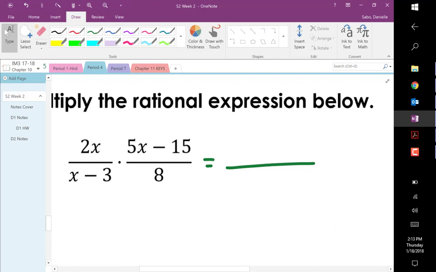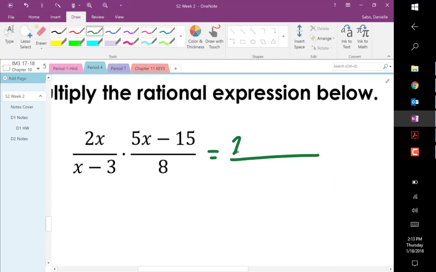Nothing can factor out of 2x, so I just write it. If I can't factor anything out, then I just write it down. Can I factor something, remember, piece by piece, out of 5x and 15? There's a number that goes into both of them when you divide it evenly. 5, very good. So I'm going to go ahead and write my 5 on the outside.